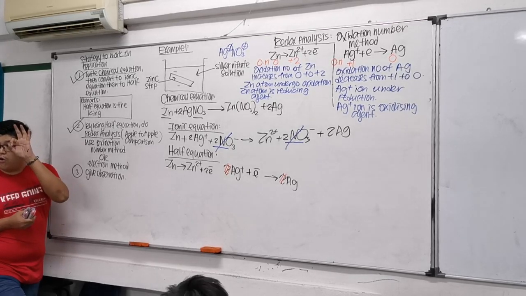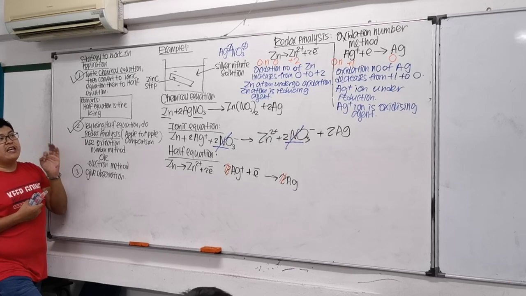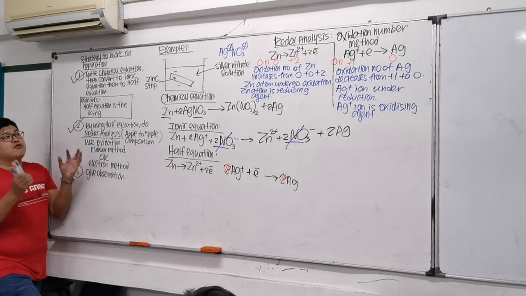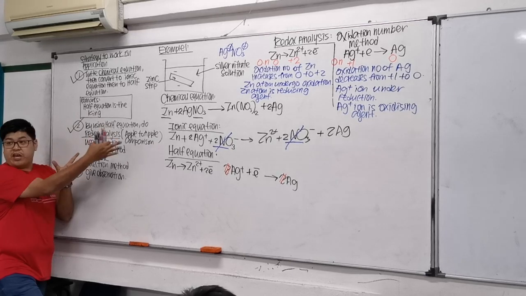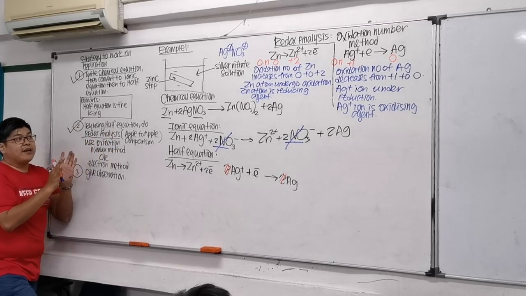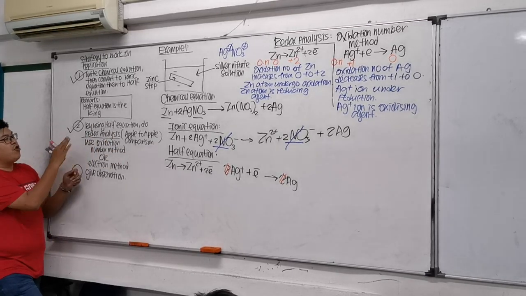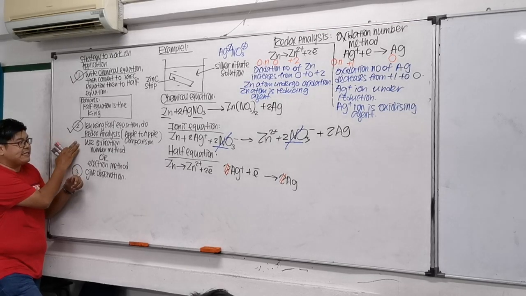Are you okay with that? This is what we learned in the past 3 lessons. Not very hard. You just put every puzzle piece that we learned previously into here. That's it. So now you have successfully done your redox analysis.